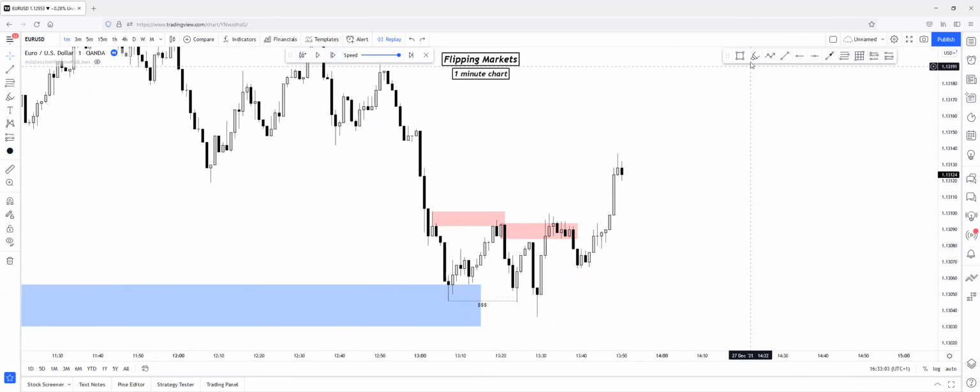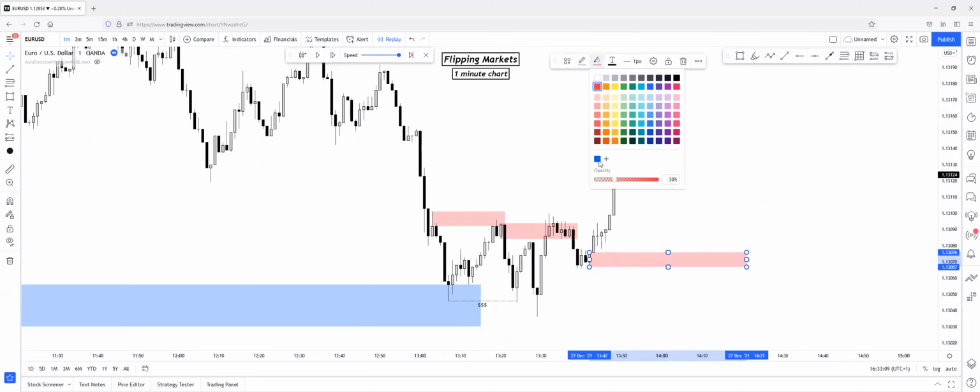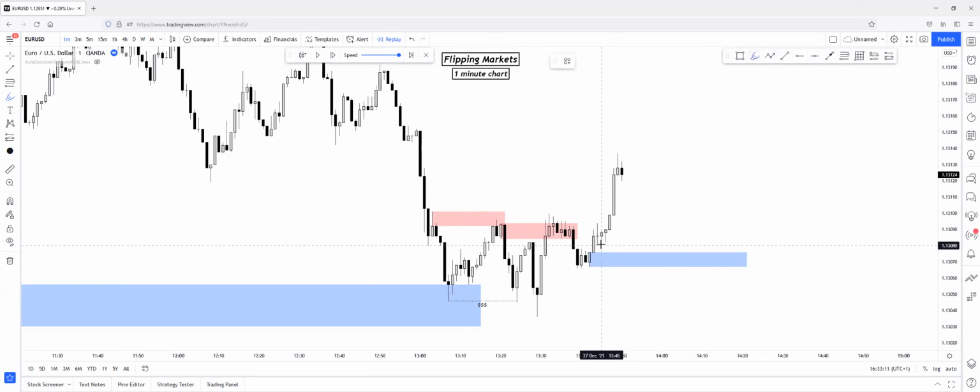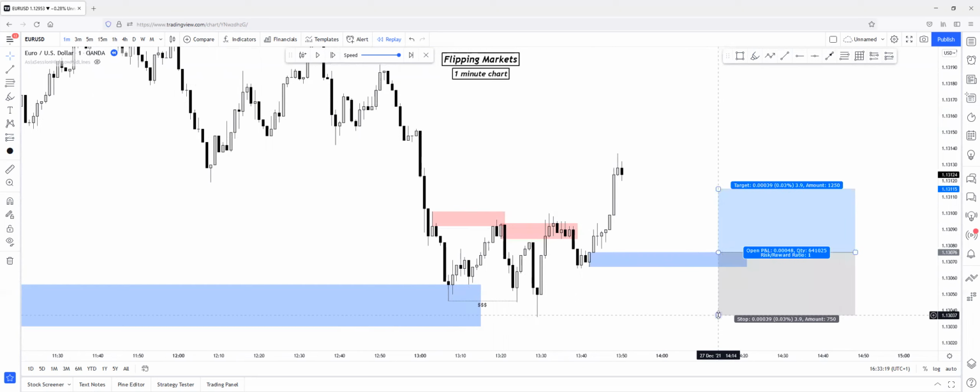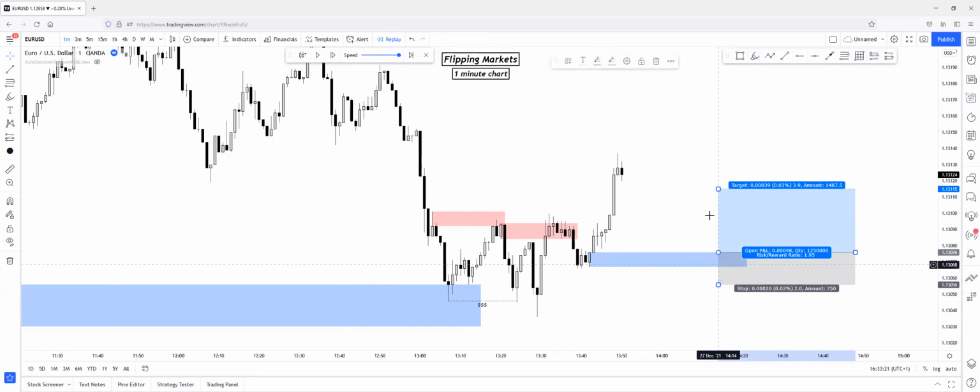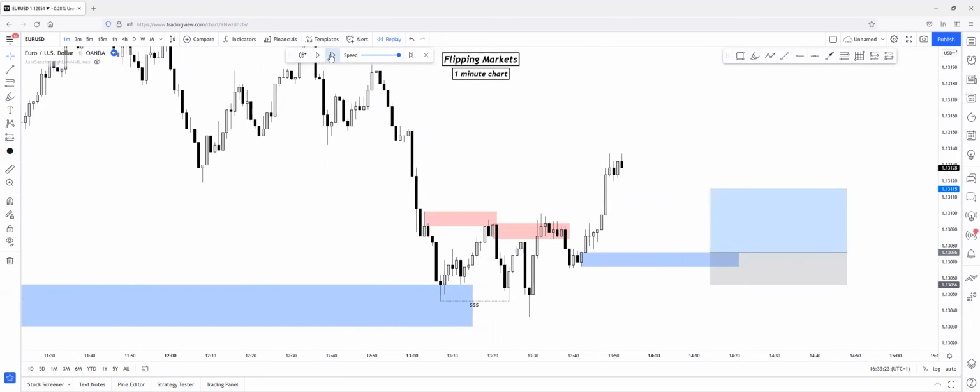As you can see, a supply to demand flip happened, and we have this demand zone down here that caused the flip. And also it has liquidity here. So we are waiting for this zone to be tapped. I can actually set a limit order on this demand zone with 2 pips stop loss. And now we just play price forward.